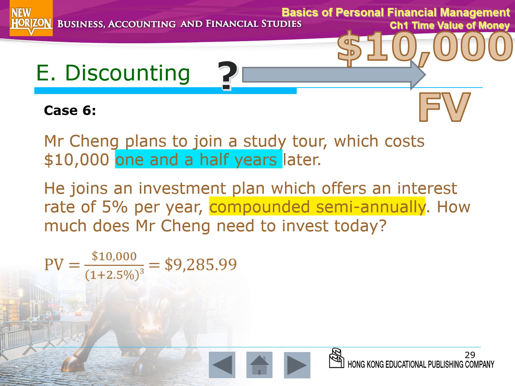Mr. Chen wants to get this amount 1.5 years later. But when the investment is compounded semi-annually, that means for every year there are 2 periods. Okay, that means 2 half-year investments. So 1.5 times 2 is equal to 3. That means altogether we have 3 periods. You should note this when calculating the present value. So the answer is 9,000 so and so.